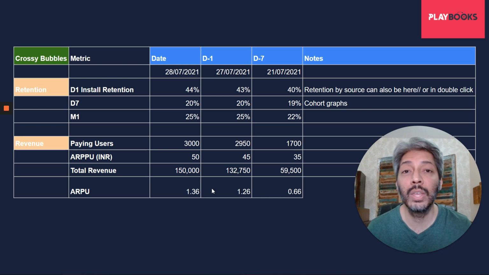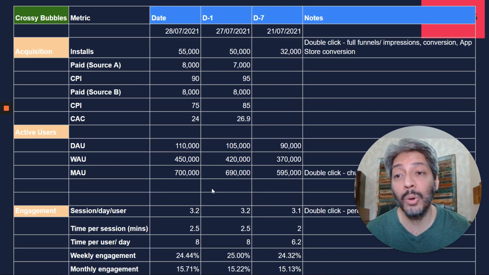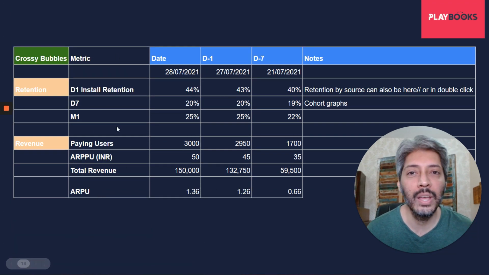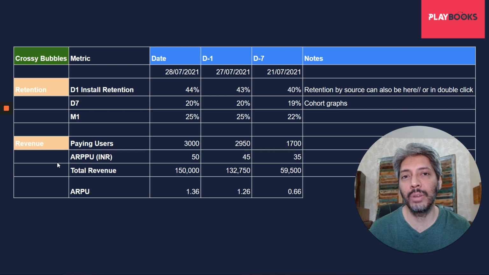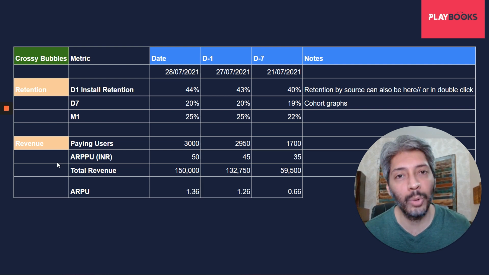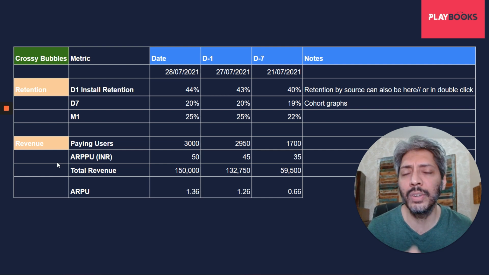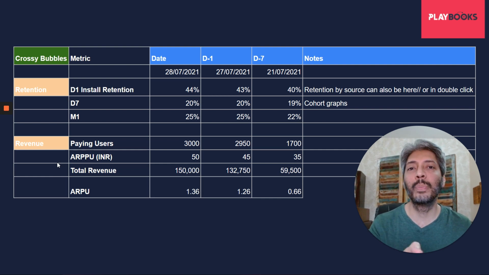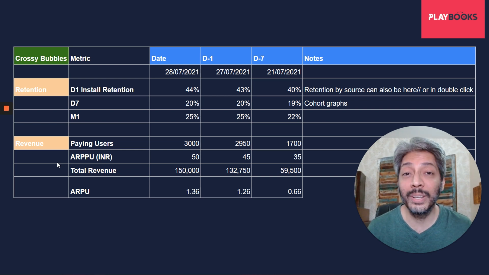And here it's a game, which is why we care about acquisition sources, we care about active user base, we care about engagement, we care about retention numbers, and we care about revenue numbers. But based on the type of product you have, you have to figure out which are the metrics most important to you, which give you a very good indicator of the health of your product. And that is how you build a health dashboard.